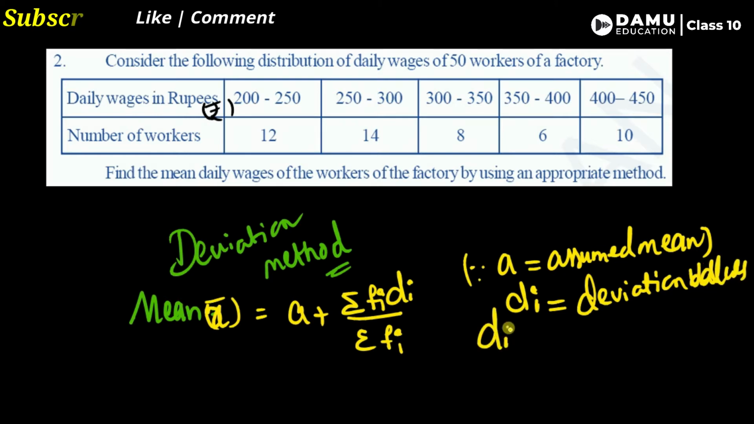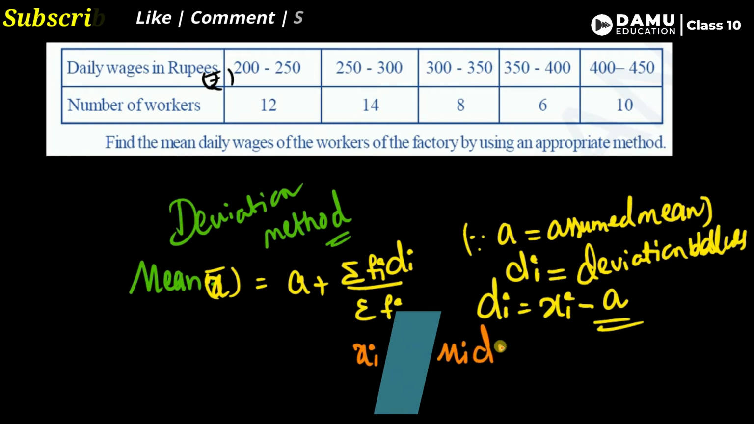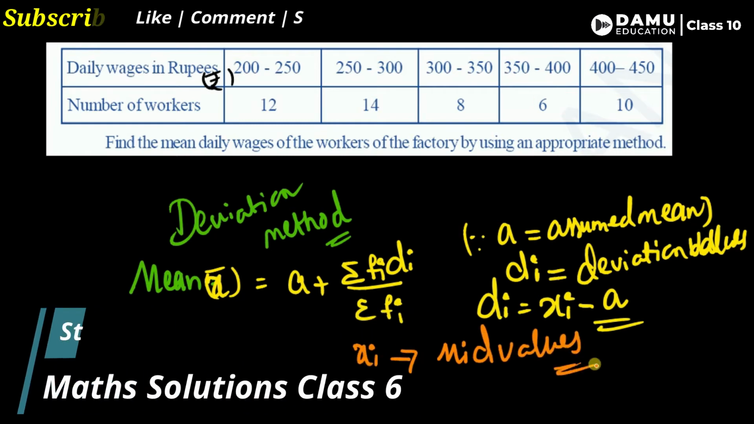The deviation value is di equals xi minus a. So what is xi here? The xi is the class mark of the class interval, or what you can say the mid values. So xi is the mid value.